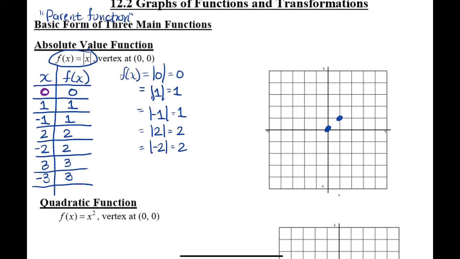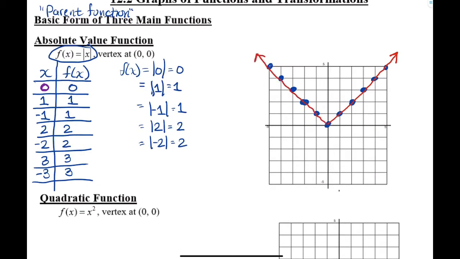So 1, 1 is there. There's negative 1, 1. There's 2, positive 2. Here's negative 2, positive 2. 3, 3, negative 3, 3. And you can see it's making this very predictable looking pattern here. Absolute value graphs are going to look like that. So that's going to go that direction. That's going to go that direction.